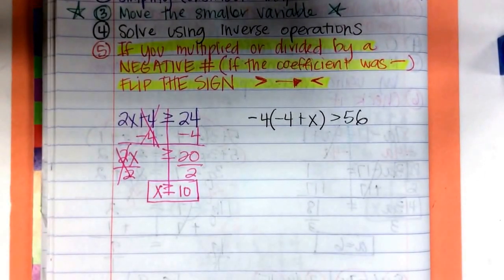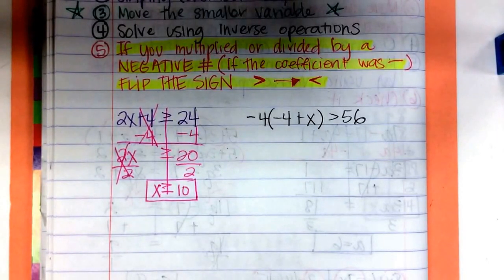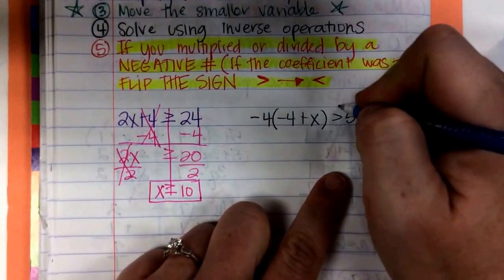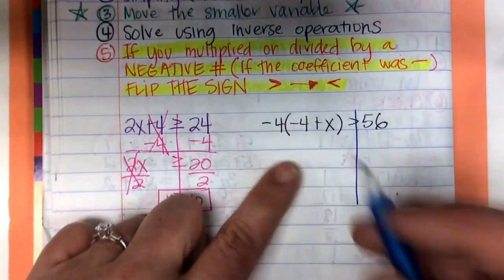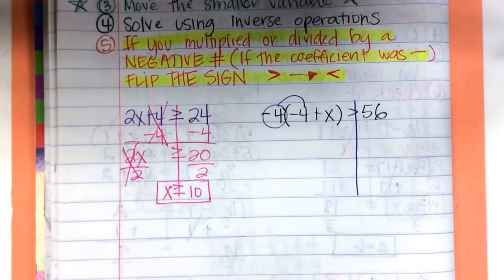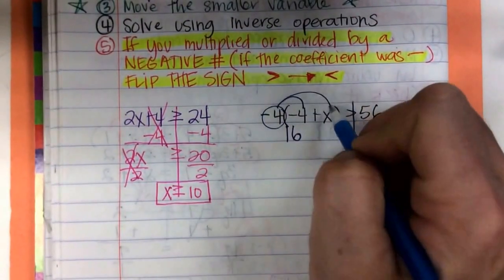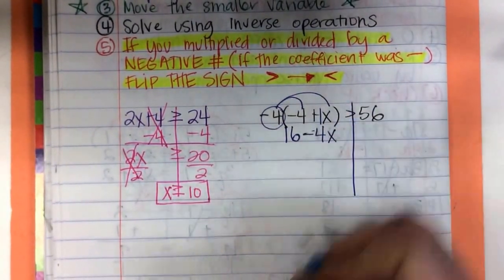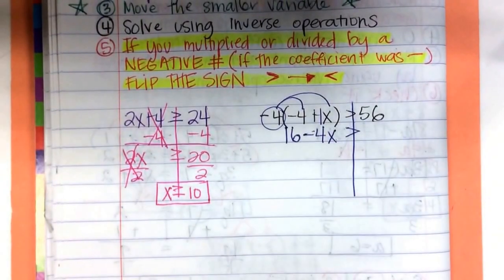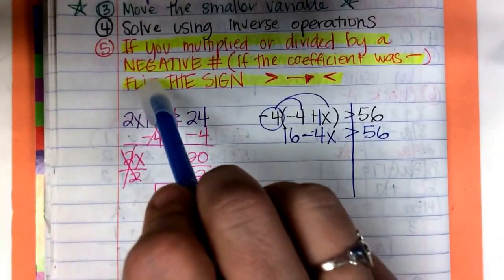Negative 4 parentheses, negative 4 plus x, is greater than 56. So draw a line and let's simplify, so let's distribute. Negative 4 times negative 4 is 16. Negative 4 times 1x is negative 4x, is greater than 56. Ladies and gentlemen, do I have to pay attention to step number 5?